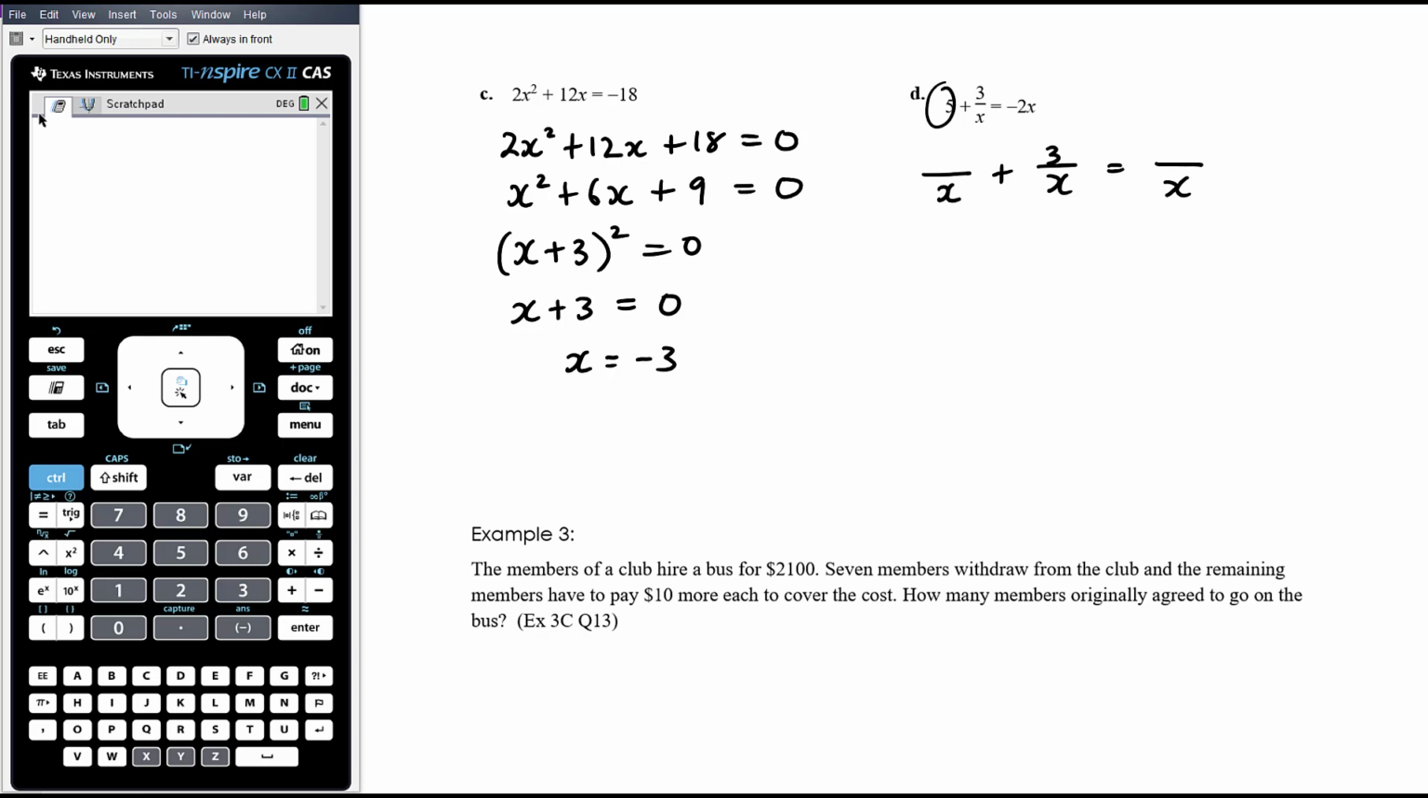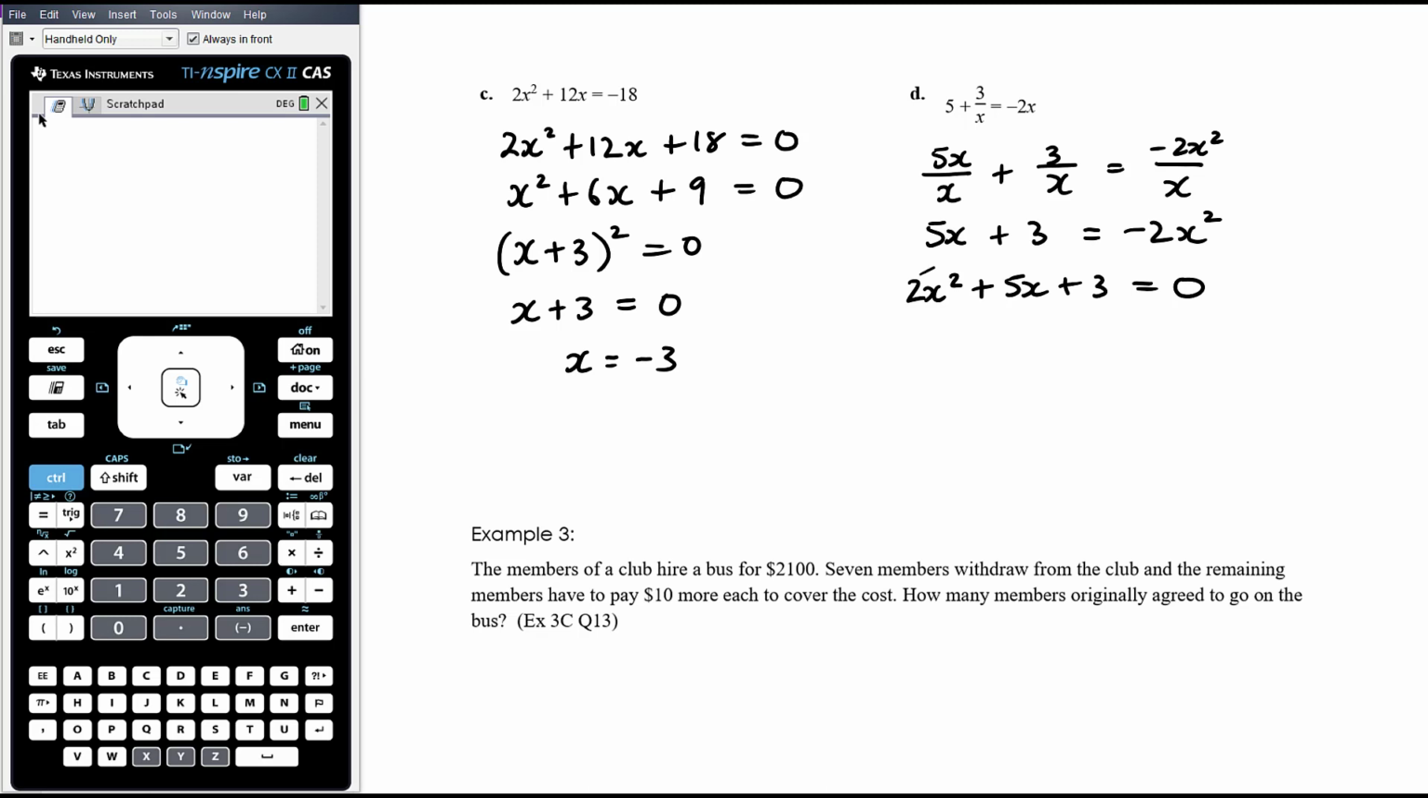Okay, so this first term was 5 over 1. We've multiplied the denominator by x, so we do the same to the numerator. This second term was negative 2x over 1. So we multiplied the denominator by x, so we do the same to the numerator. Now we've got a common denominator, we can multiply everything by x, and we're left with 5x plus 3 equals negative 2x squared. Let's add the 2x squared onto both sides, so we get 2x squared plus 5x plus 3 equals 0.